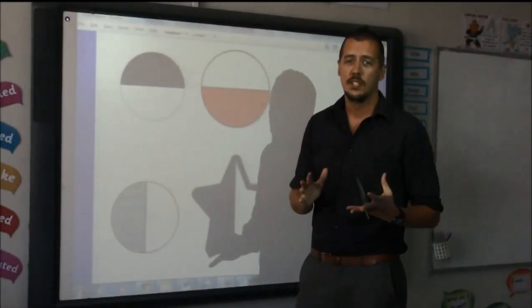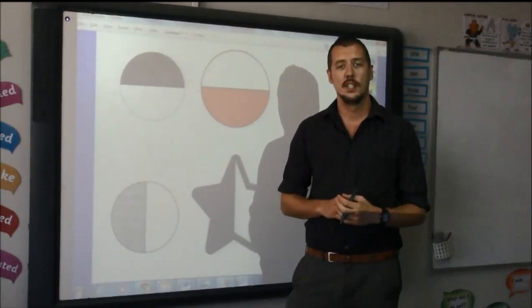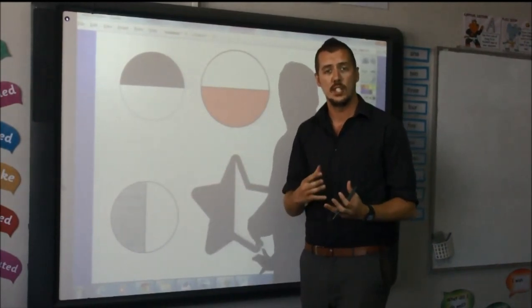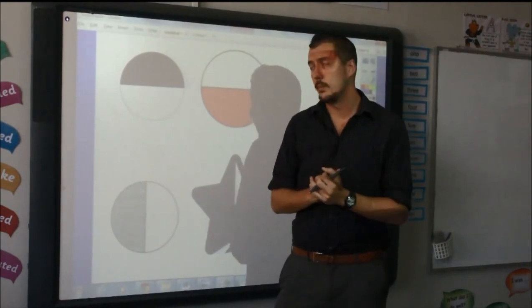Okay, so fractions. Now fractions are one area that children do often struggle with. The idea of looking at a shape and having to find a fraction of that is quite an abstract idea for a child, so they do often come into problems.